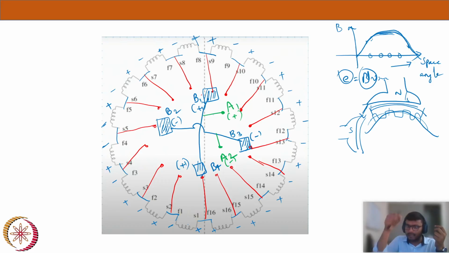All 3 we will connect and we will take positive there. Next, all negative brushes we will connect and we will take negative there. Output will be 2 only, A1 and A2, that is one positive and one negative. That doesn't matter.